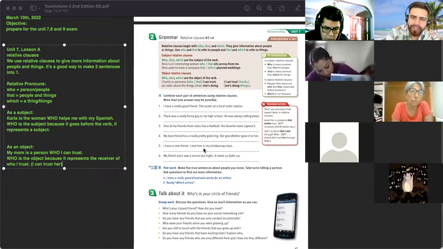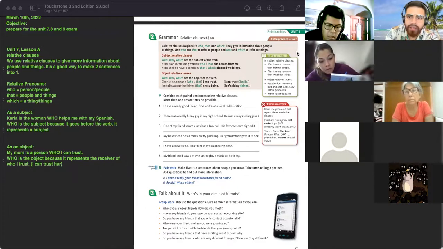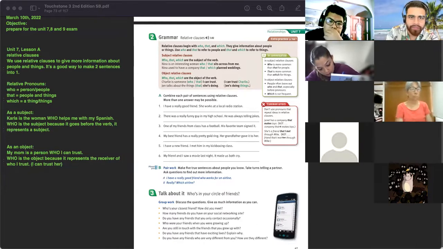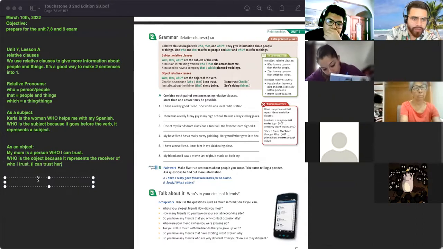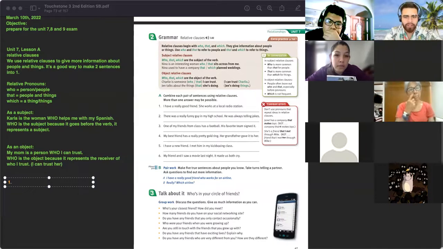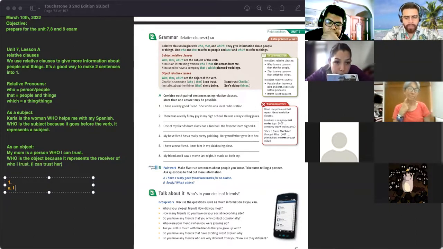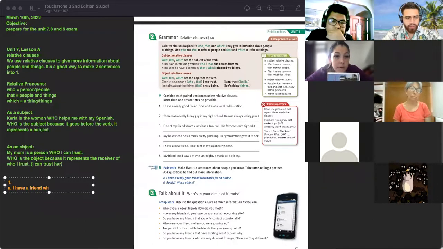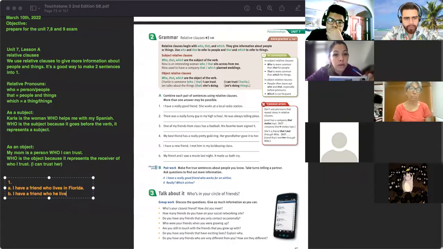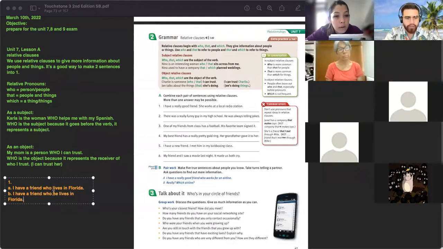All right, so I'm about to give you some sentences and you tell me which ones are correct. This is number 1, and this one is for Viviana. Number 1, A, I have a friend who lives in Florida. Or B, I have a friend who he lives in Florida. Which one is correct, Vivi?